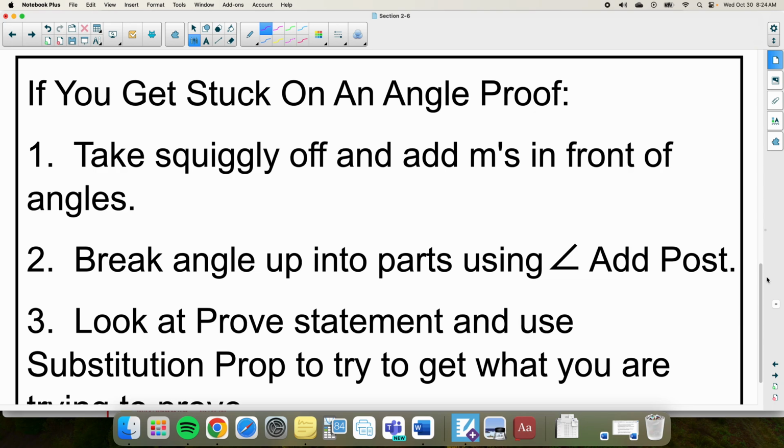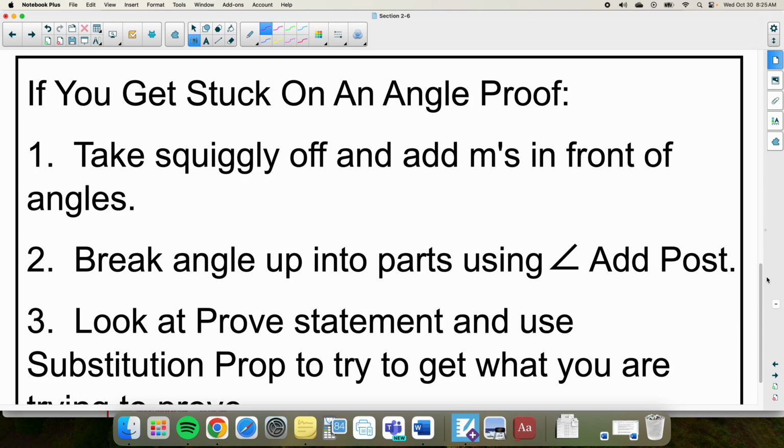This is what you're going to do when you get stuck on an angle proof. And I'm guessing, can I just look at yours real quick to make sure that is on here? It is. This is on the top of the second full page, this right here.